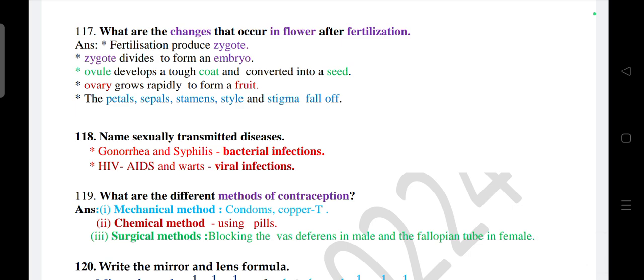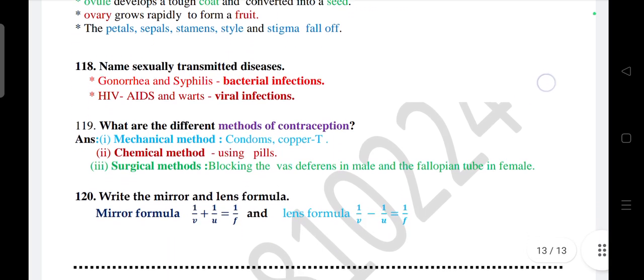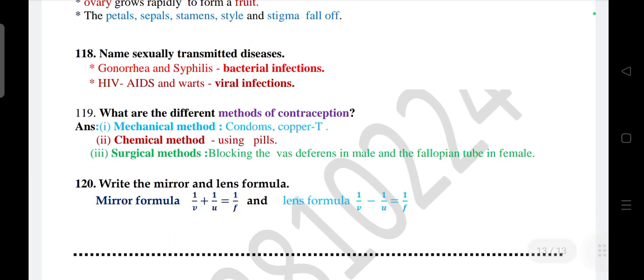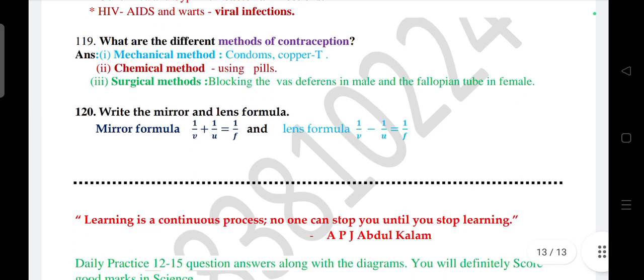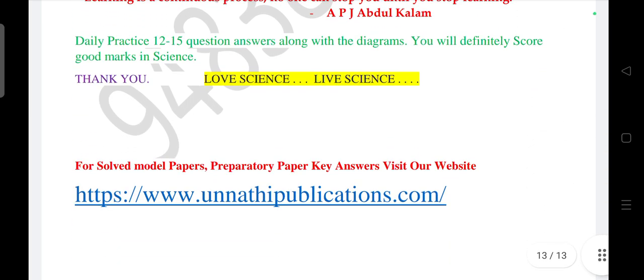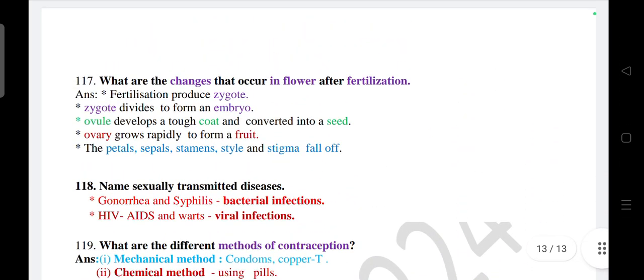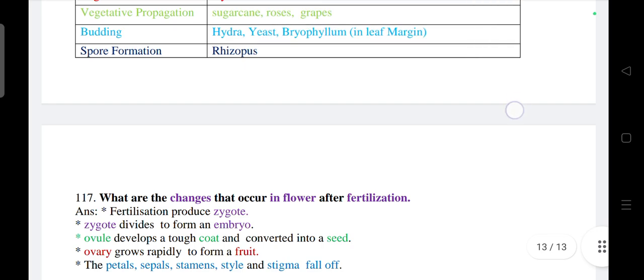What are the changes that occur in a flower after fertilization? Name sexually transmitted diseases. What are the different methods of contraception? Write the mirror and lens formula. So these are all the important questions with answers.